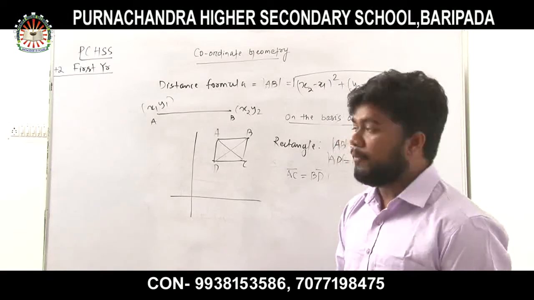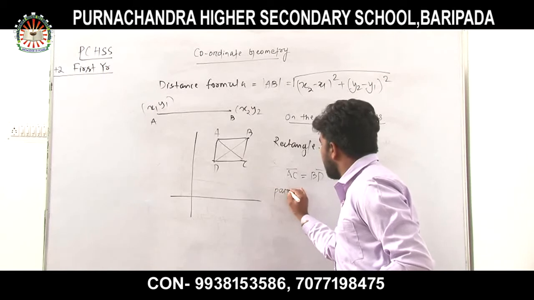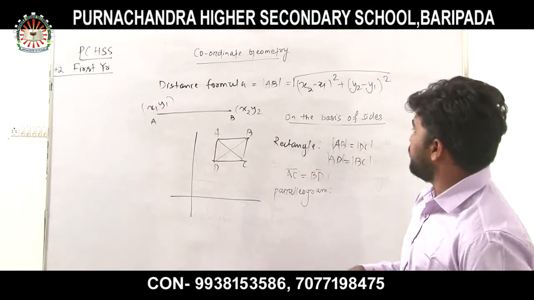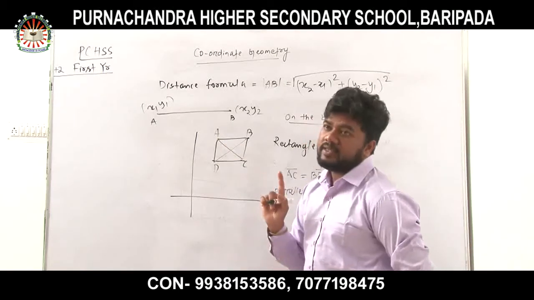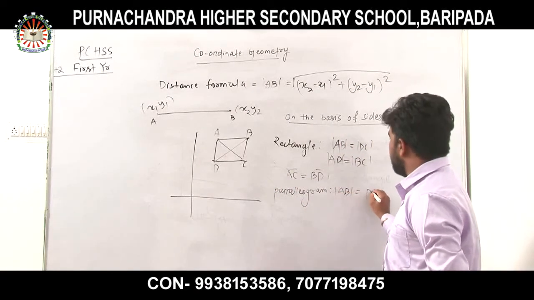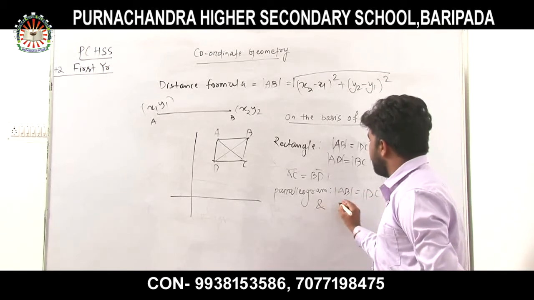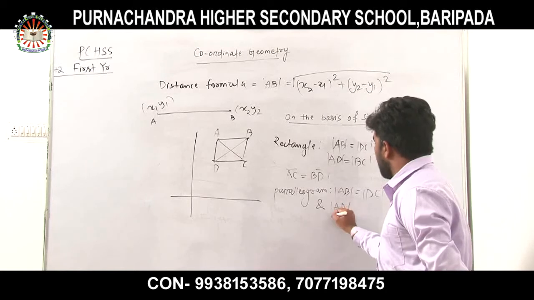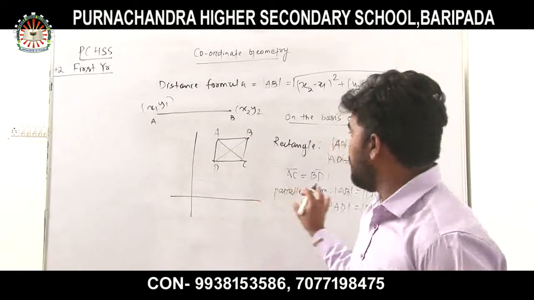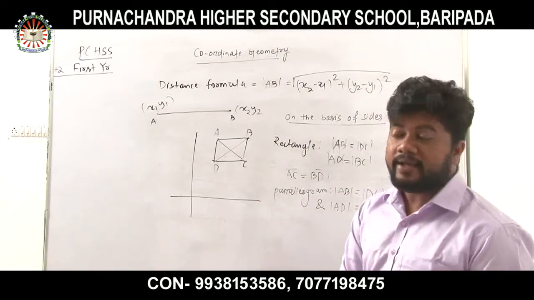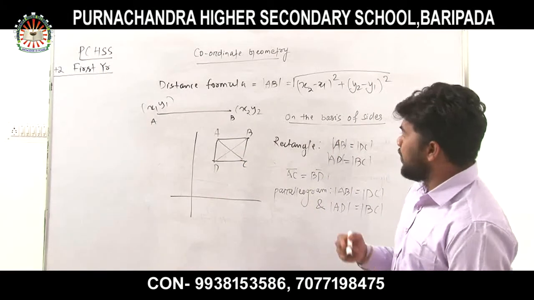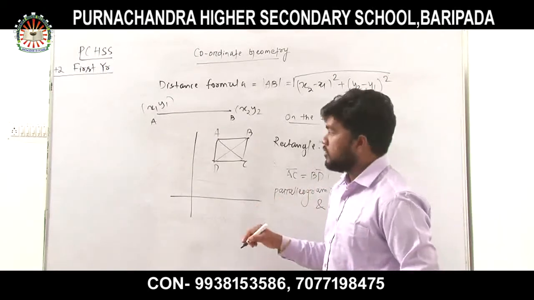In the case of a parallelogram, what happens? Just opposite sides are equal in length, that is AB equals DC and AD equals BC. Only opposite sides are equal, but in the rectangular case, the diagonals must be the same. Okay. Now, with 4 points, it may be a square.